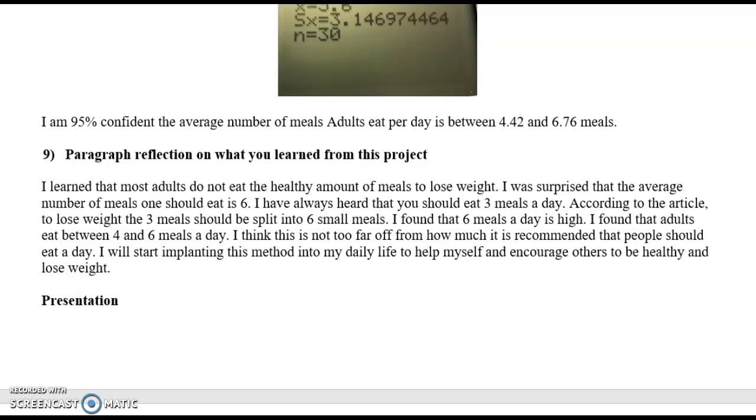I will start implementing this method into my daily life to help myself and encourage others to be healthy and lose weight. And this is my presentation.